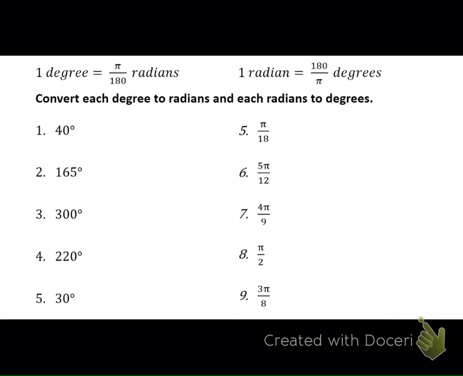So here are our conversions. These are the big things that you need to know in order to convert. So this is degrees to radians. And this one is radians to degrees. So you know which way you're converting. It's important you know which one is which.